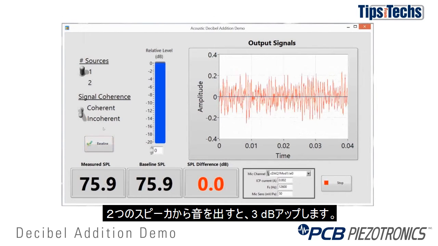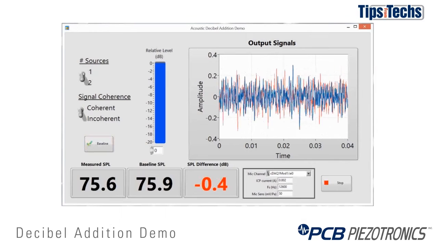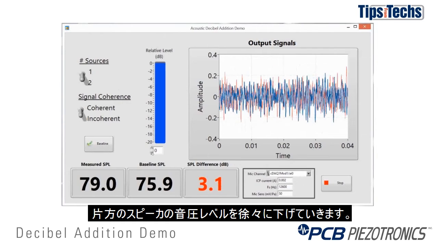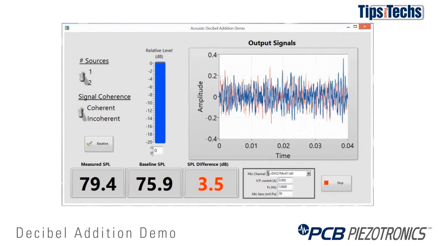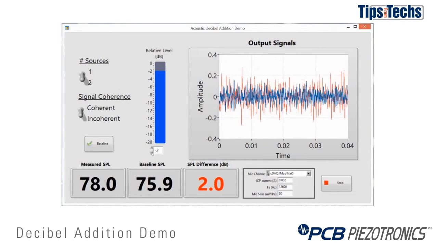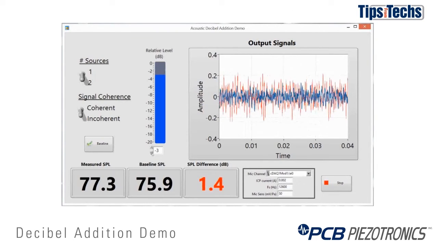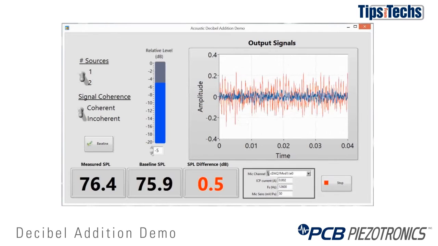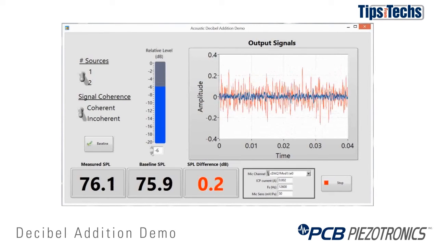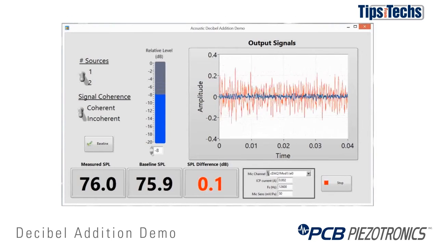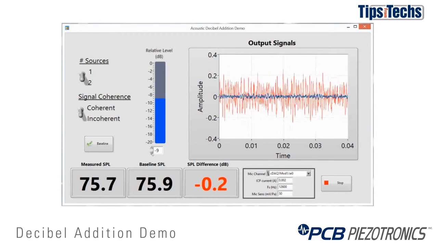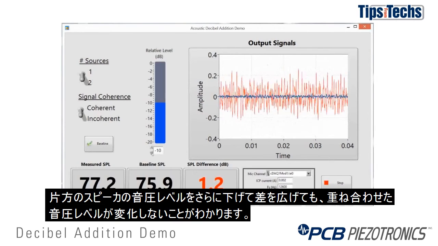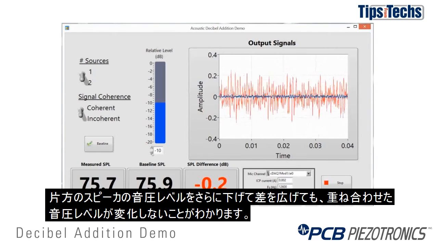So we have our two speakers running. You can see our 3 dB increase. And now we'll slowly decrease the level of one speaker with respect to the other. Now we're at a 10 dB difference, and as I continue to go down, make that difference bigger between the 2 speakers, you'll notice there's no change in the overall level.